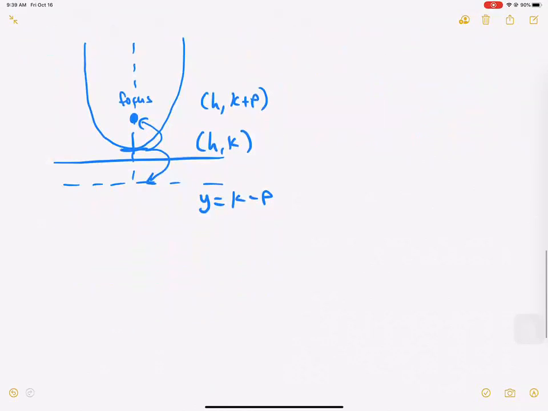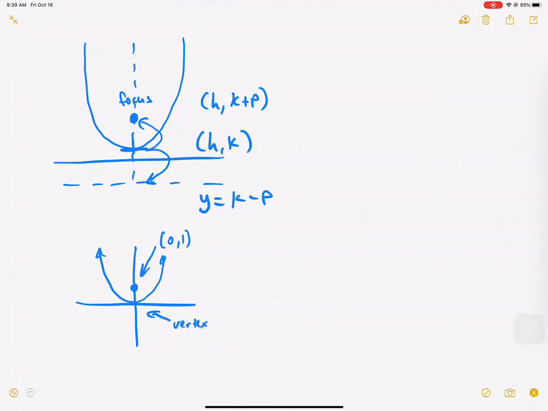So let's go ahead and do an easy problem. So what if I draw a picture and I say the parabola with a focus at, let me write it clearly, 0, 1. That is my focus. My vertex is at 0, 0.